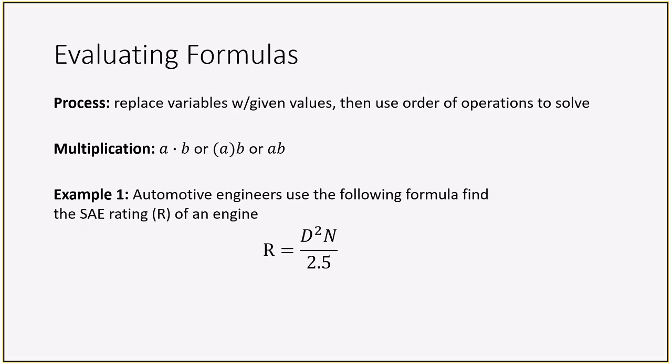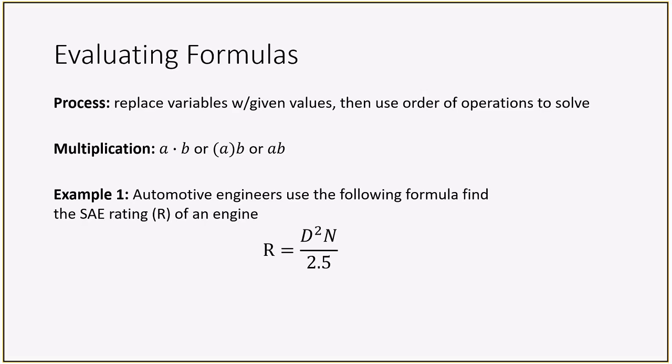A little note that I put in between example one and that process is that when we are multiplying and we are dealing with variables, there are a lot of different ways to write multiplication. We can see the classic case of a dot b, or parentheses around a, b, or we can just write the letters immediately next to each other. All of those mean multiplication.